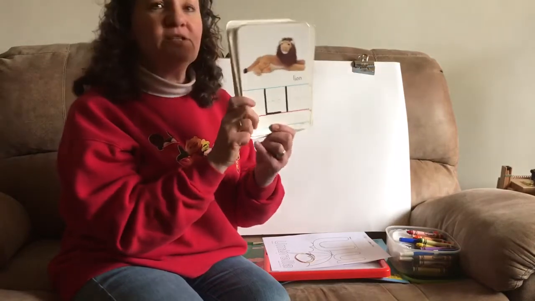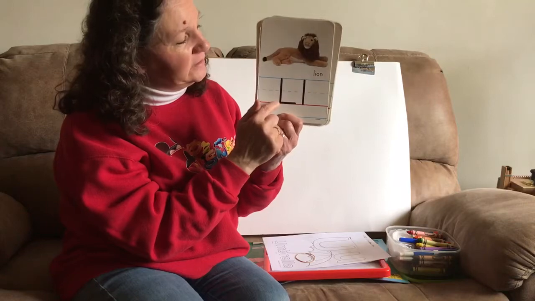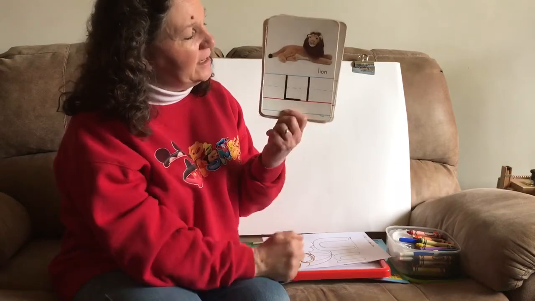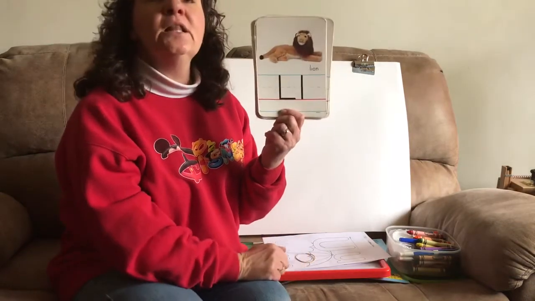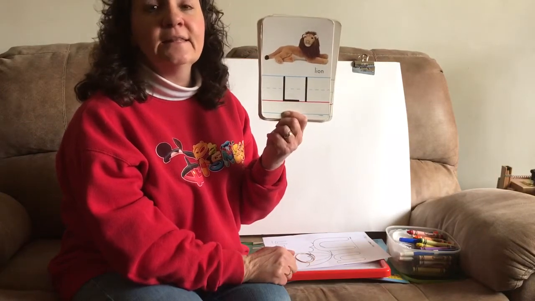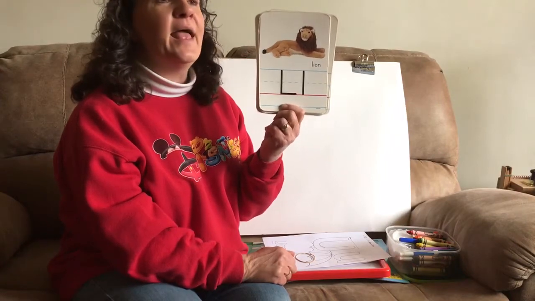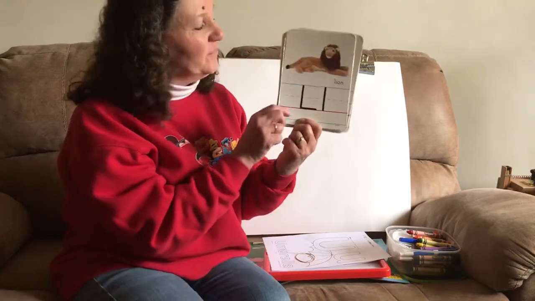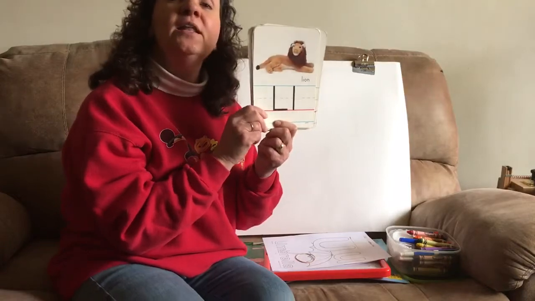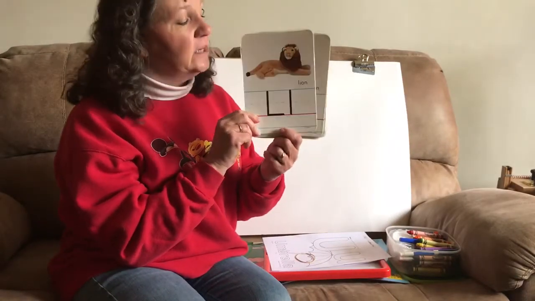And what letter is this one? L. We have our capital L for Leak and our lowercase l. L makes the l sound like lion and ladybug and lollipop and lipstick. L is for lion, l, l, l.